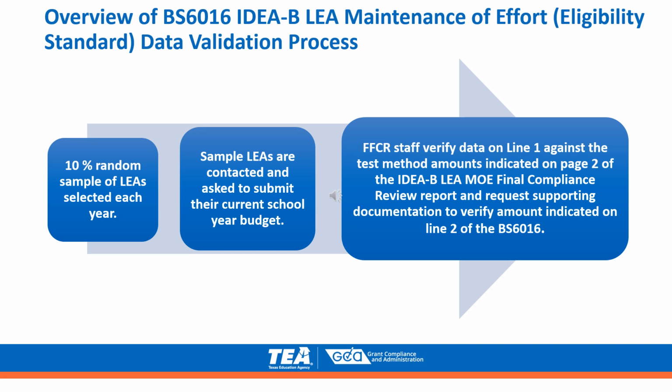Here's an overview of the validation process. There will be a 10% random sample of LEAs selected each year. We will communicate with that 10% so they're aware that they're in the sample. The sample LEAs are contacted and they're asked to submit their current school year budget. FFCR staff verify data on line 1 against the test method amount indicated on page 2 of the IDB LEA MOE Final Compliance Review Report and request supporting documentation to verify the amount indicated on line 2 of the BIA 6016.